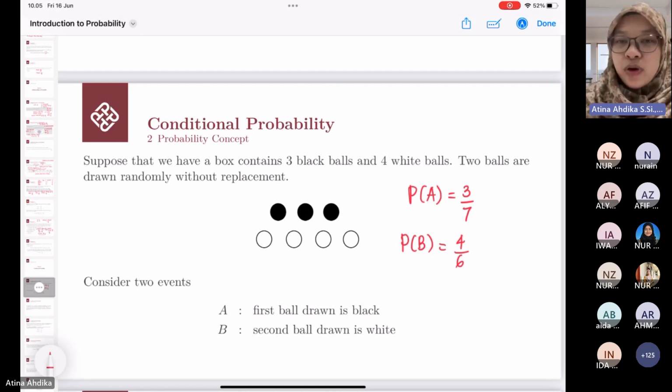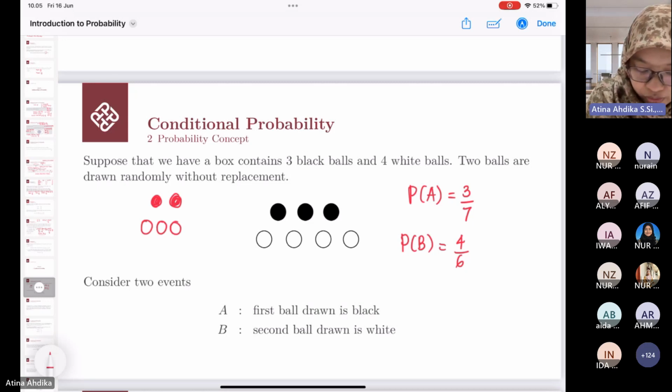From the first process, one ball is missing from this box. So we have 6 balls left, which consist of 2 black balls and 4 white balls. If the question is what is the probability that the second ball drawn is white, the probability is 4/6, because this is the second ball, not the first ball.